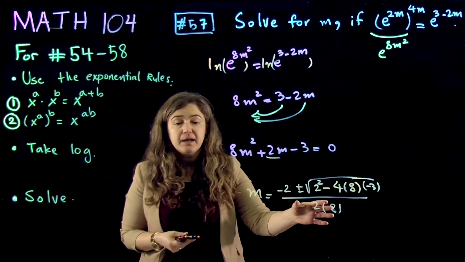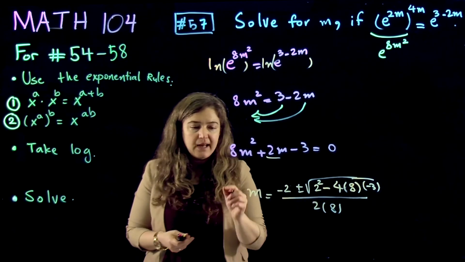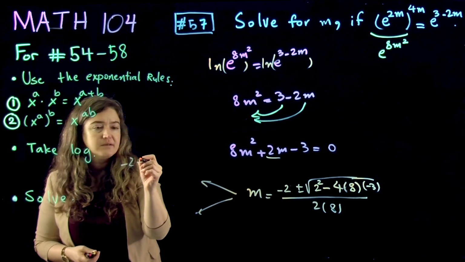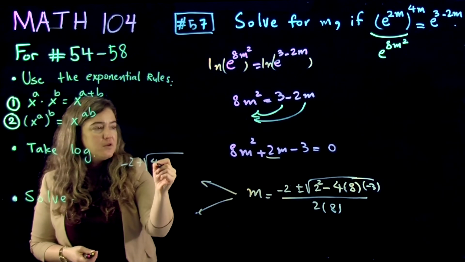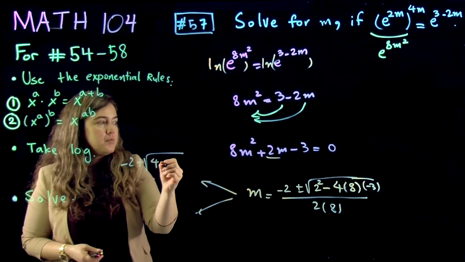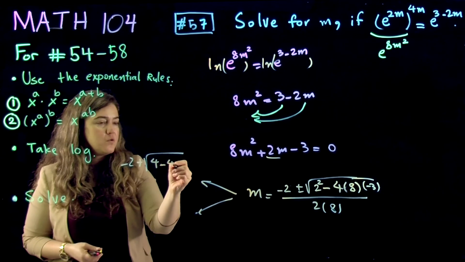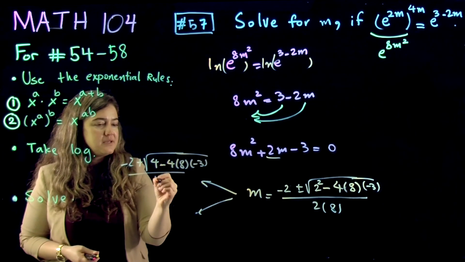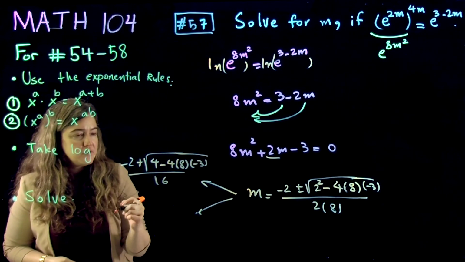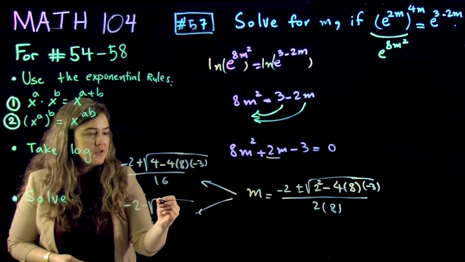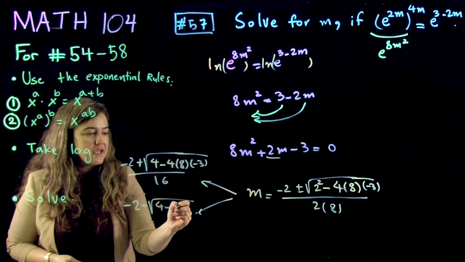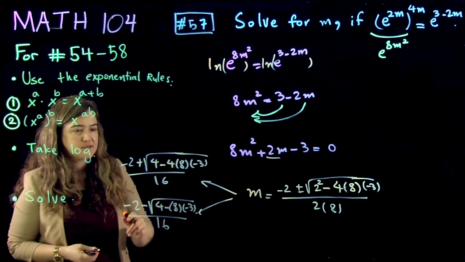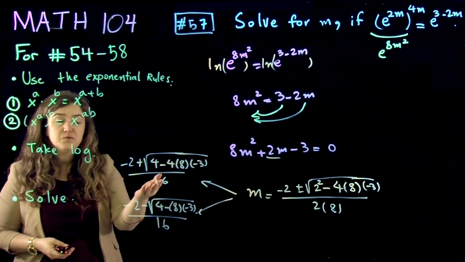Now, in your gateway exam, you can actually enter this as negative 2 plus the square root of 4 minus 4 times 8 times negative 3, divided by 16, and negative 2 minus the square root of 4 minus 4 times 8 times negative 3, divided by 16. And no need to simplify.